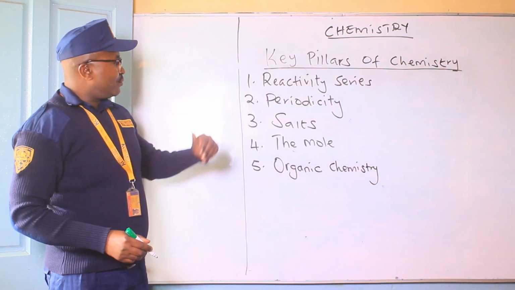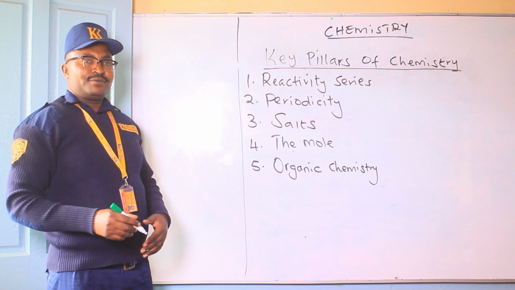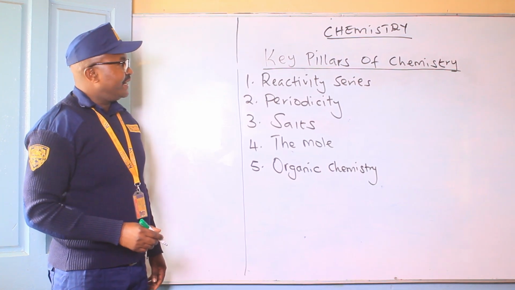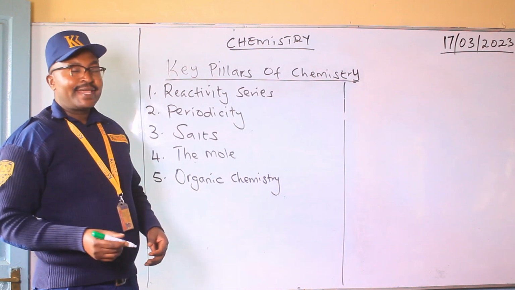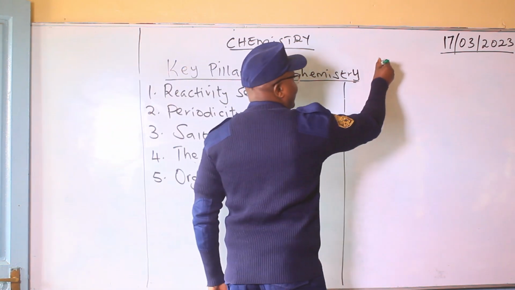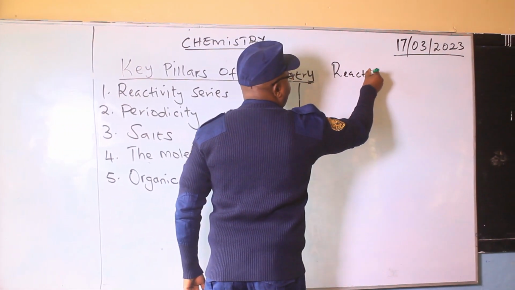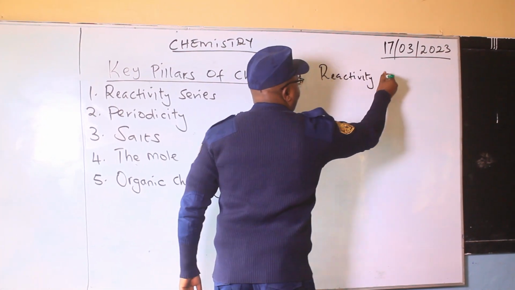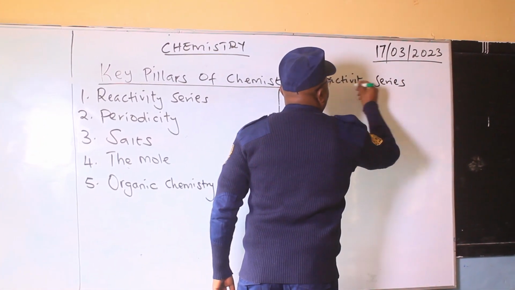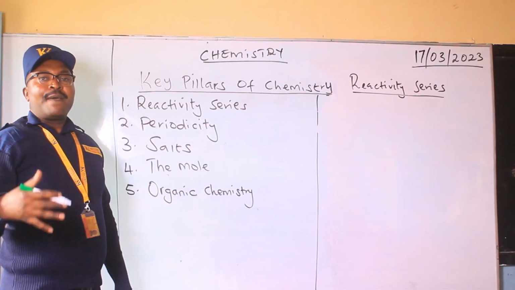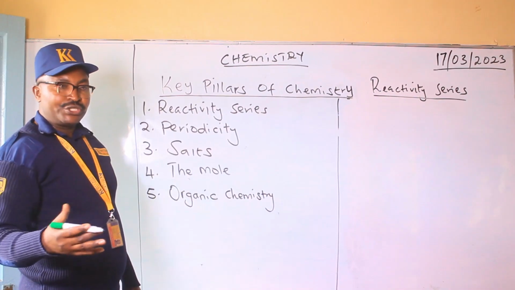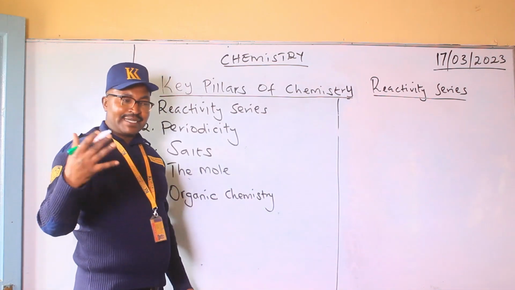Now, let us look at these 5 areas which we have listed here. Let us look at the benefits of understanding the chemistry of reactivity series. When you talk about the reactivity series, this is where metals are arranged in order of decreasing reactivity.